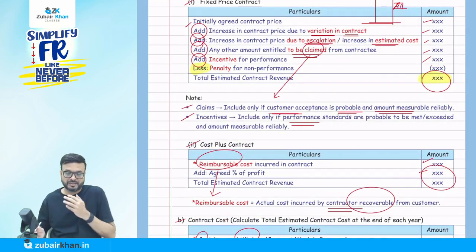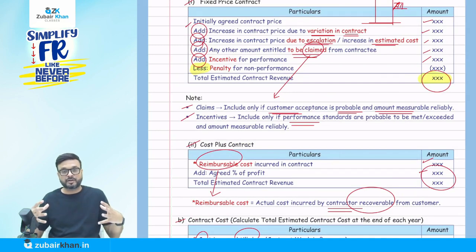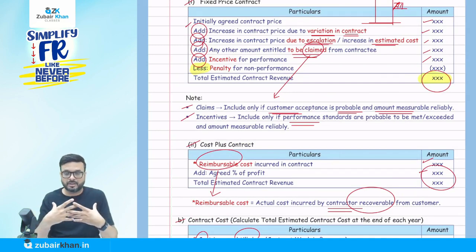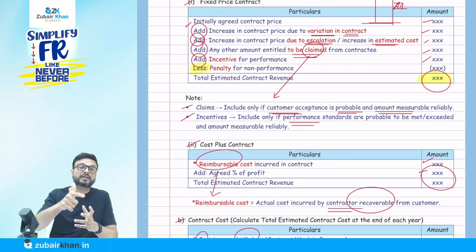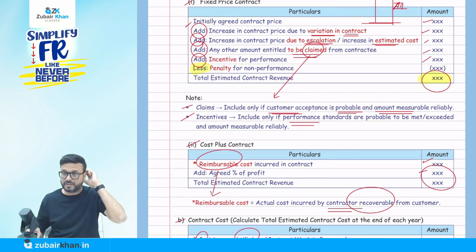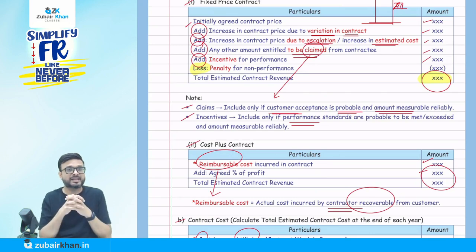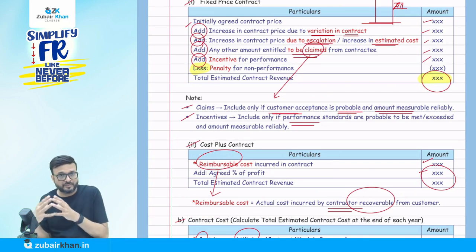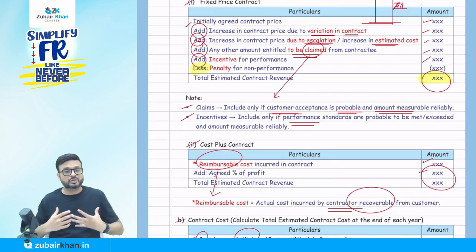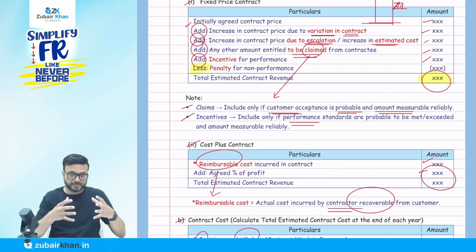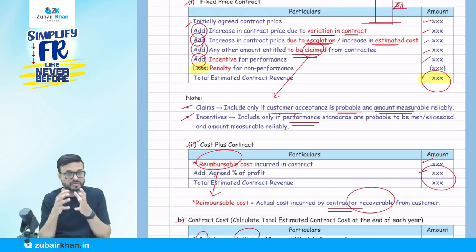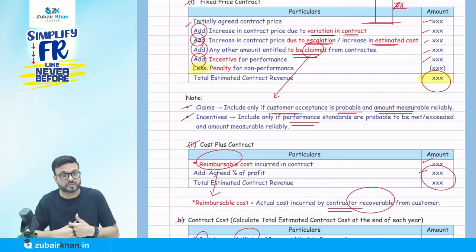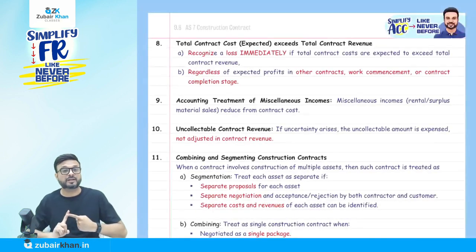loss immediately. For example, suppose I expect the total contract cost is going to be 10 crore, but total contract revenue is 9 crore. It might happen that initially we did something wrong. I estimated the contract cost to be lower than the revenue, but suppose additional cost was incurred, or something did not go as we planned earlier. Later, if I'm expecting the total contract cost is going to be more than revenue, say cost of 10 crore and revenue of 9 crore, we have a loss of 1 crore. So they say we have to recognize the loss immediately.